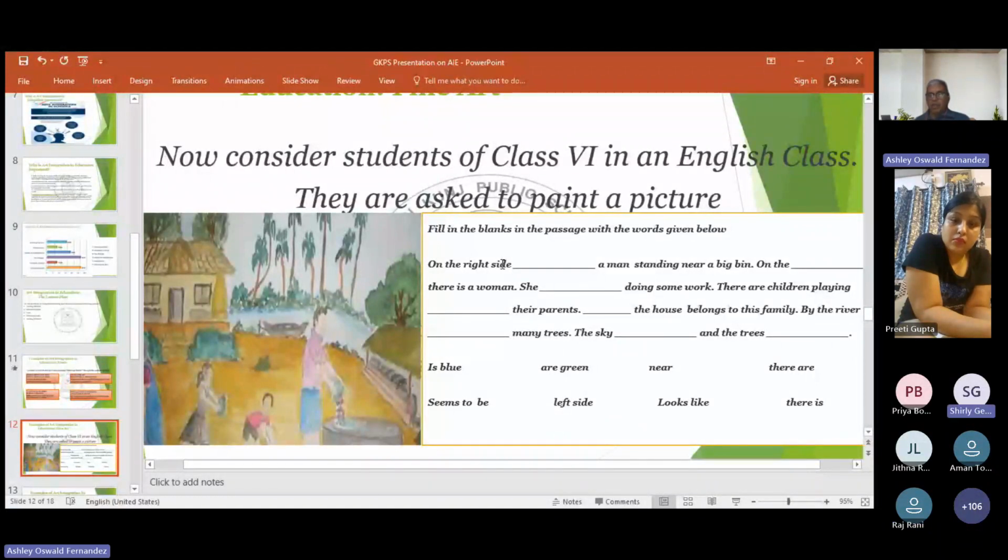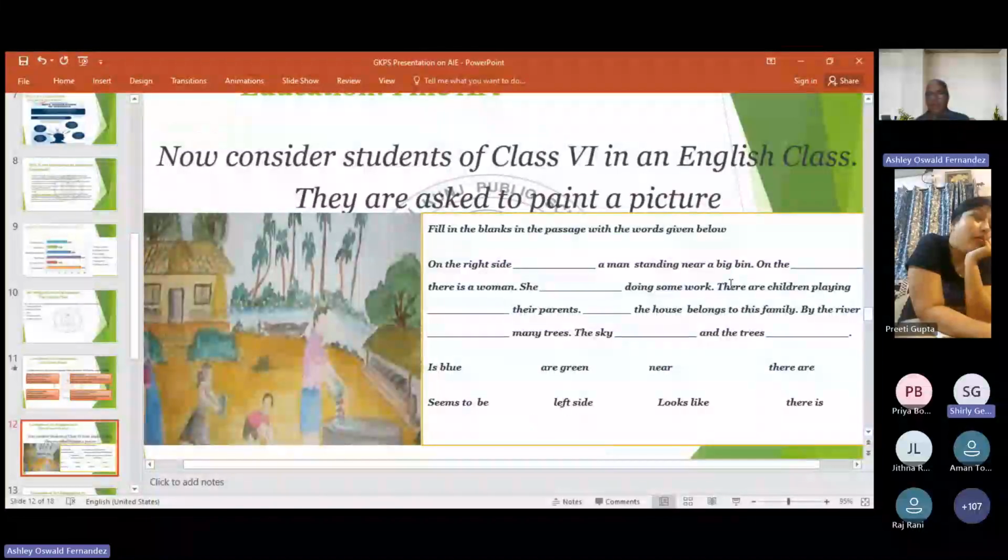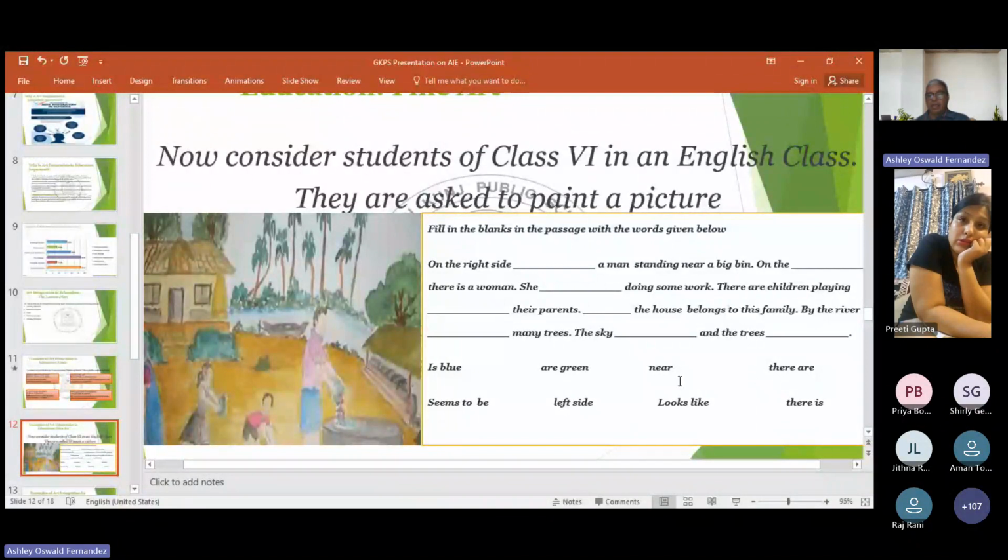So I'll read it once. On the right side, there is a man standing near a bin. On the left side, there is a woman. She seems to be doing some work. There are children playing near their parents. Then it looks like the house belongs to this family. By the river, there are many trees. The sky is blue and the trees are green. Should that be correct?